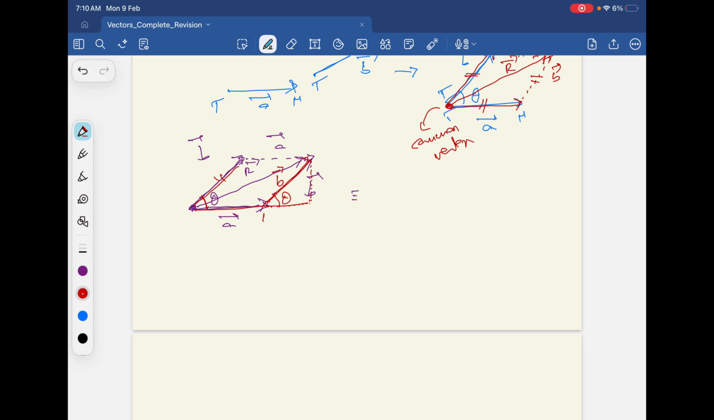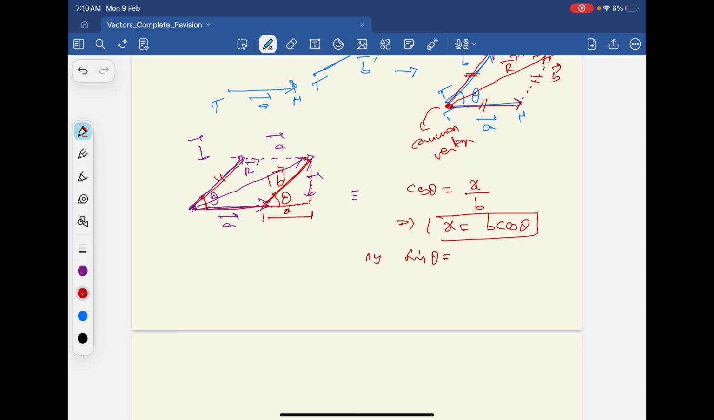Now in this triangle, what is the value of cos theta? Adjacent side, say x, by hypotenuse, which is the magnitude of B. So cos theta is x by B, so x becomes B cos theta. Similarly, in the same triangle take sin theta. You will understand why I am saying this shortly. The opposite side, say y. Sin theta is the opposite side by the hypotenuse, that is B. So y becomes B sin theta.